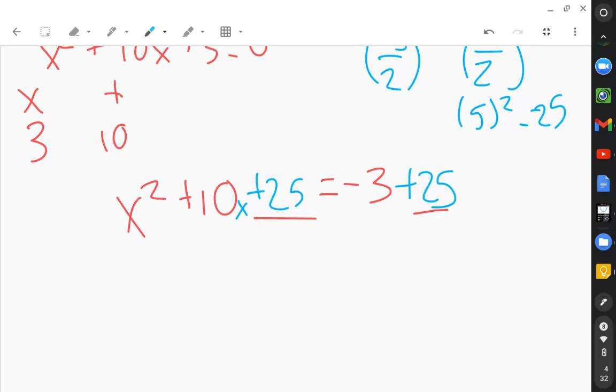This is going to be a perfect square binomial once we factor this. What two numbers multiply to 25 that add up to 10? That's going to be 5 and 5. So x plus 5 squared is going to equal, let me simplify, negative 3 plus 25. That'll be 22.